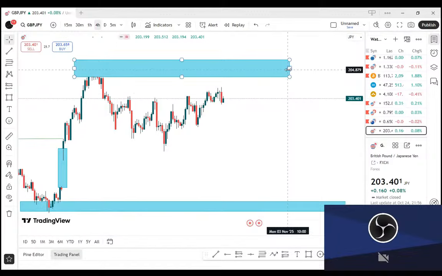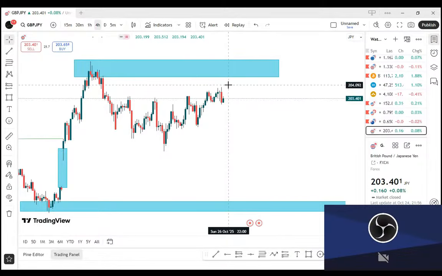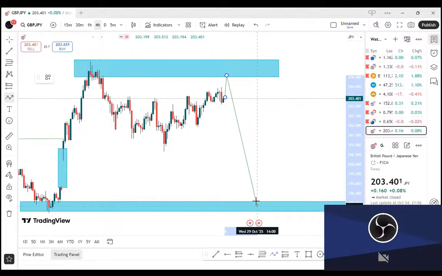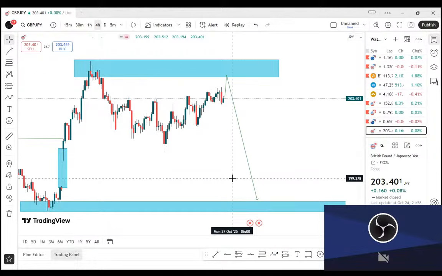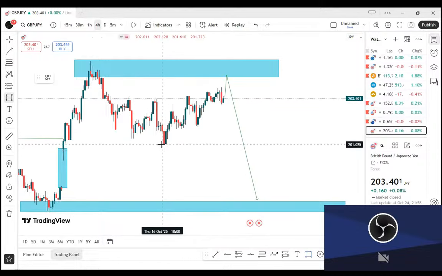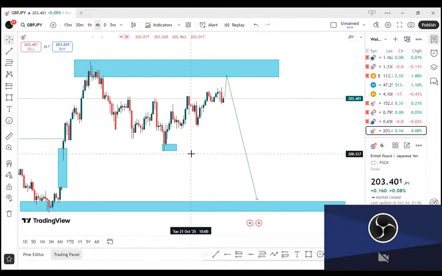So that's why I'm expecting this zone to be a valid zone as well. If price is able to come back here, then give confirmation, then it's telling you that price is dropping all the way to this low. It's telling you that price is coming all the way to this particular low. So this is my expectation on GBP JPY.